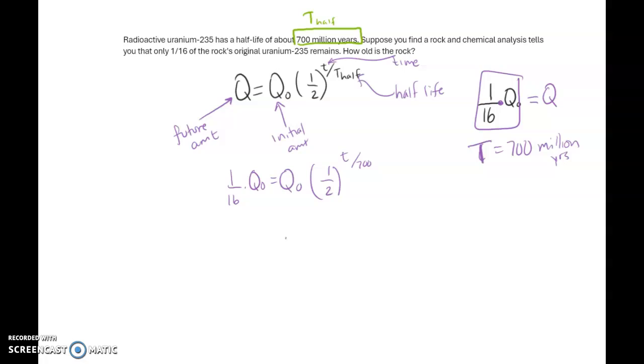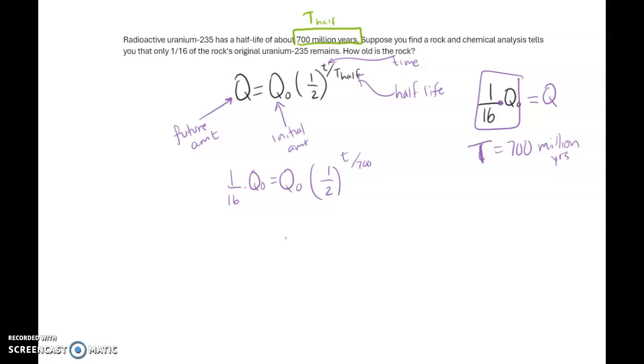Now, by the way, I forgot to mention when I was explaining the formula, the time and the half-life need to be in the same unit. So if it was months, then you would have to have both of them in months. If it was years, then they would both have to be in years. This one is million years, so they're both going to be in millions of years.